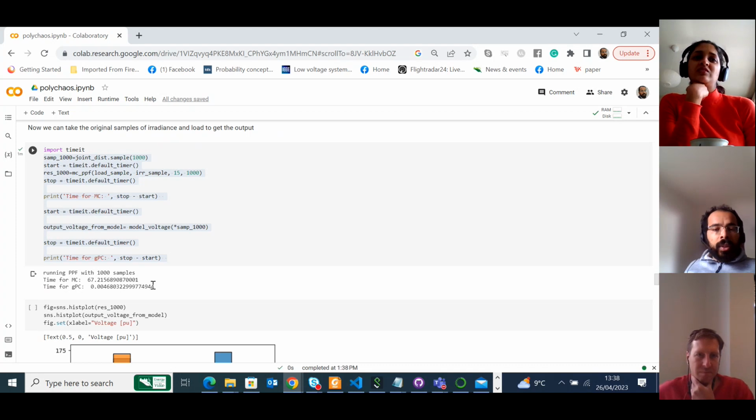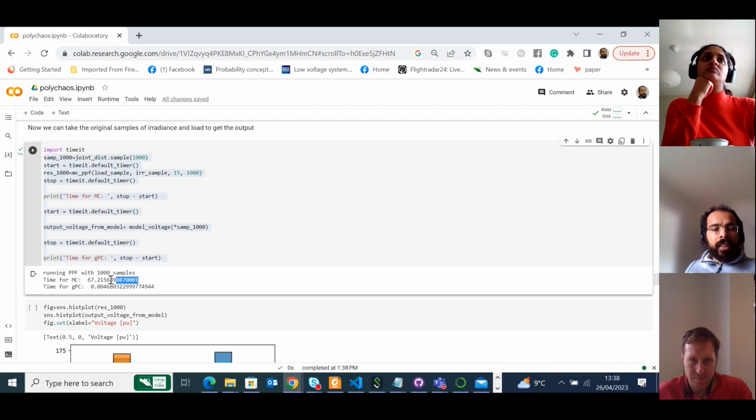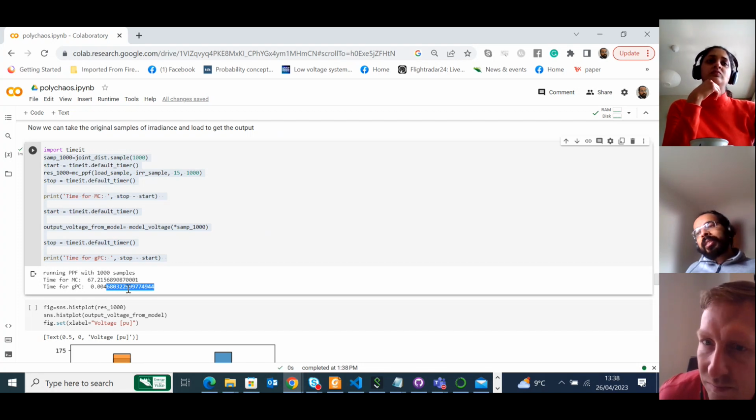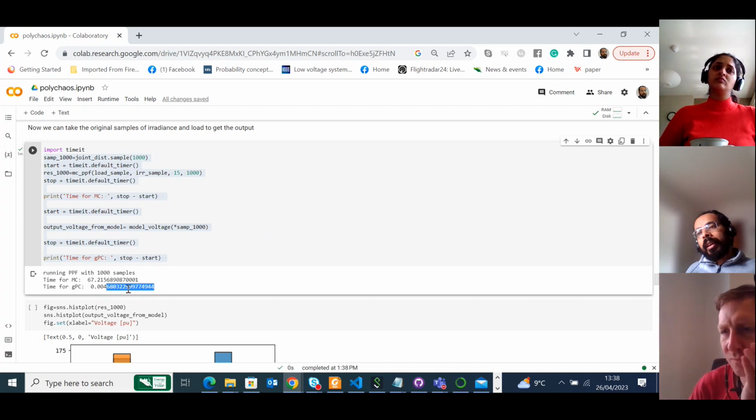So this one is done. The Monte Carlo for 10,000 samples took almost 67 seconds, and this one you see in a fraction of a second. So even if you include the model formation time, all this fitting time, and also for a bigger system, we still can gain some time, at least by an order of magnitude or something like that.